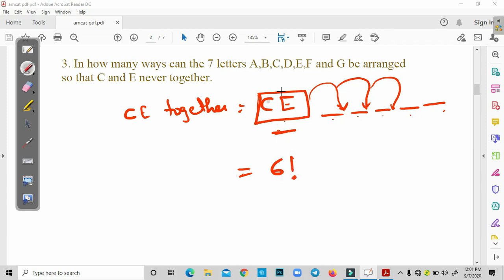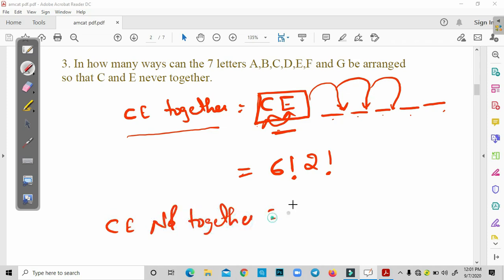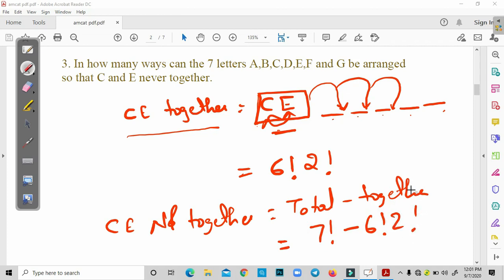I am saying that I want C and E together, but I am not saying only C before E or only E after C. That means these 2 also can be interchanged. So 2 letters, 2 places, I can interchange them in 2 ways. But I don't want C and E together, I want C and E not together. Not together means total minus together cases. Now total is 7 factorial, and together cases are 6 factorial into 2 factorial.